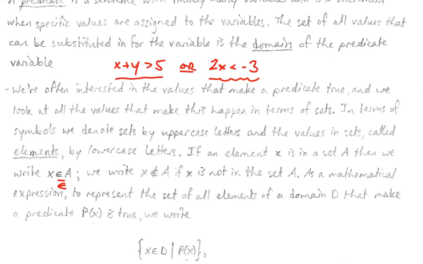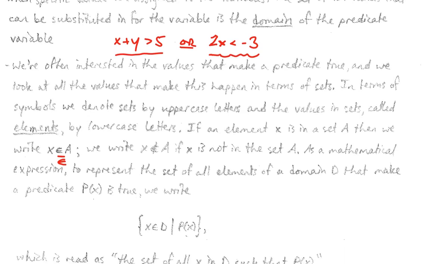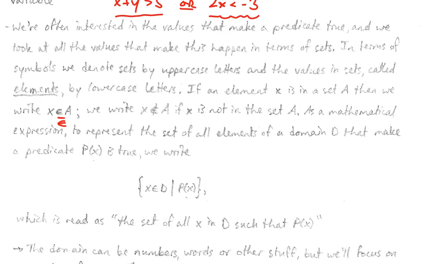As a mathematical expression, to represent the set of all elements of a domain D that make a predicate, which we symbolize by capital P of x, we write, now this is an open set bracket, x is in D, and then a big vertical bar, and then capital P of x. And then we close the set bracket. We have a closed set bracket going on there. And we read that as the set of all x in D such that capital P of x is true.